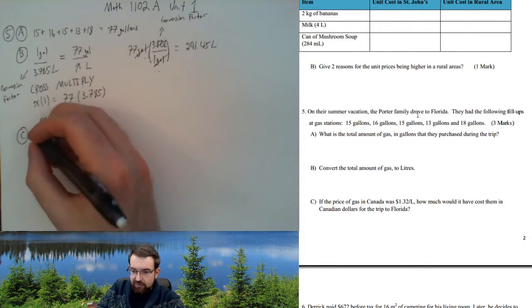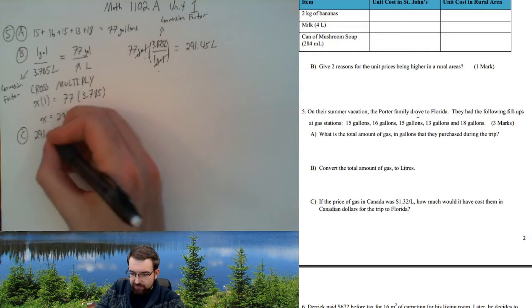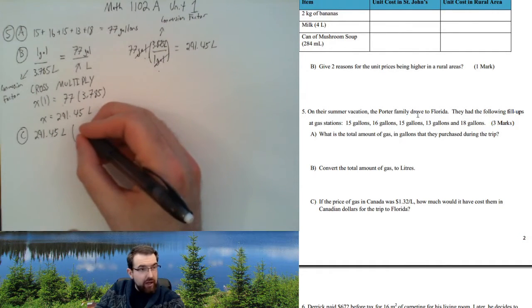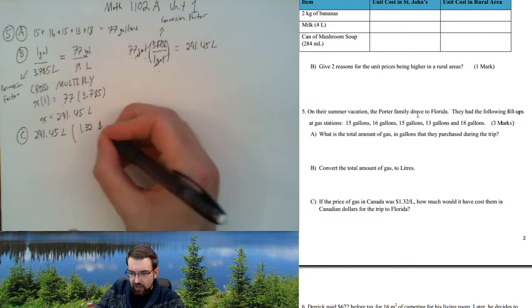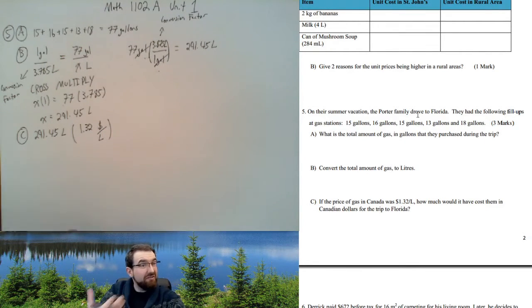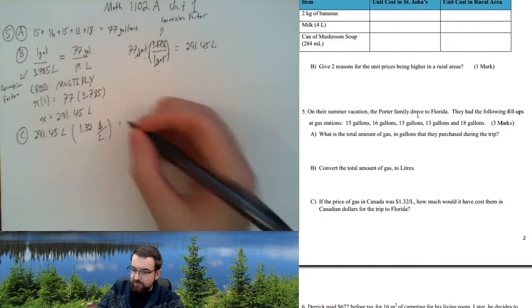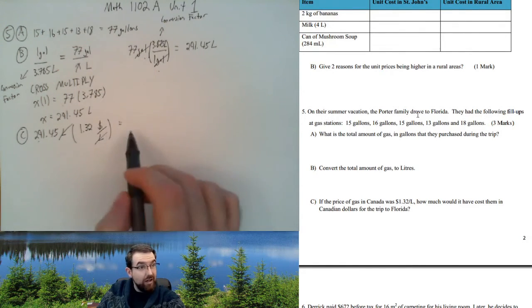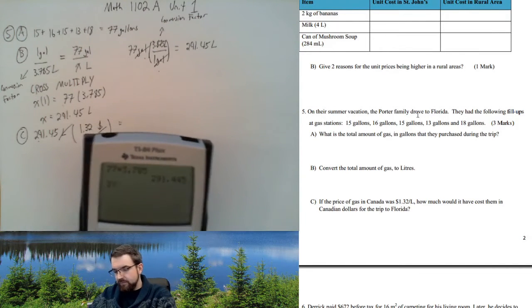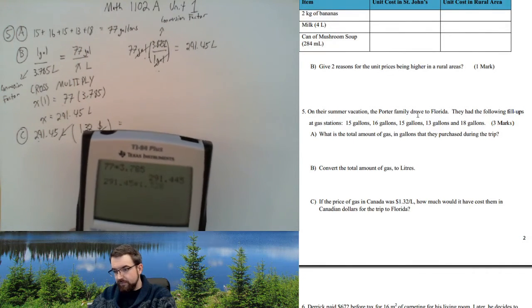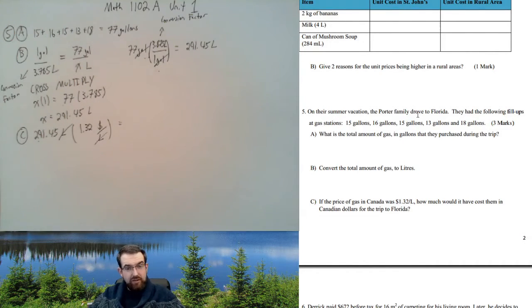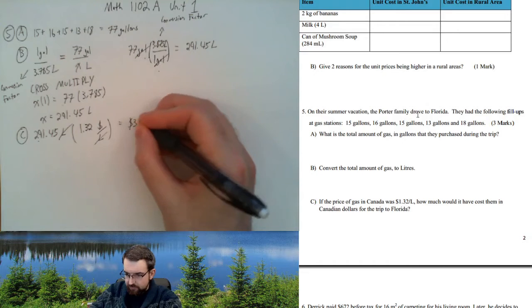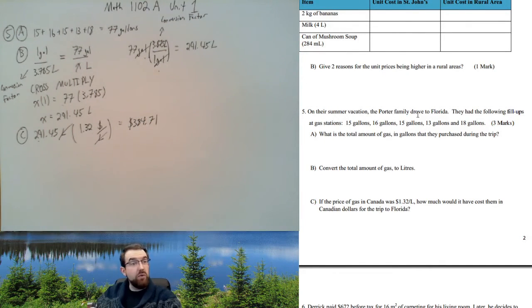Because what we have is 291.45 liters multiplied by 1.32 dollars per liter. Now I know we normally put dollars in front, but for the sake of the math, I'm going to show it with the units left afterwards like we normally do. We go ahead and multiply these. Liters are going to cancel with liters. We're going to get 291.45 times $1.32. We're going to be left with 384.71. $384.71. There you go. Right?